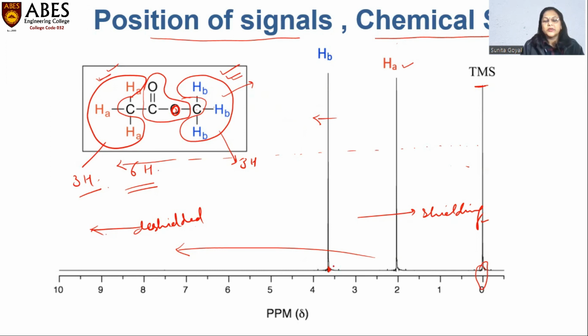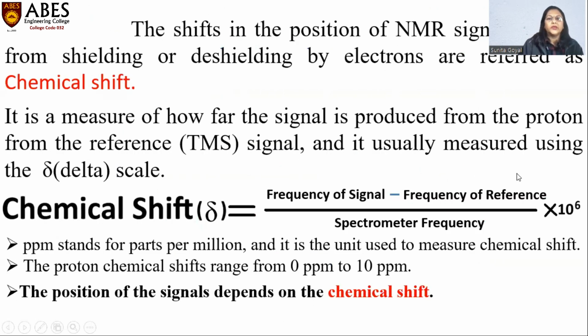This is something 3.7 approximately. And HA protons are shielded, they are more towards TMS, its delta value is 2. So the de-shielded protons will have high delta value, while the shielded protons will have low delta value. We can see it here. We can understand it more here.